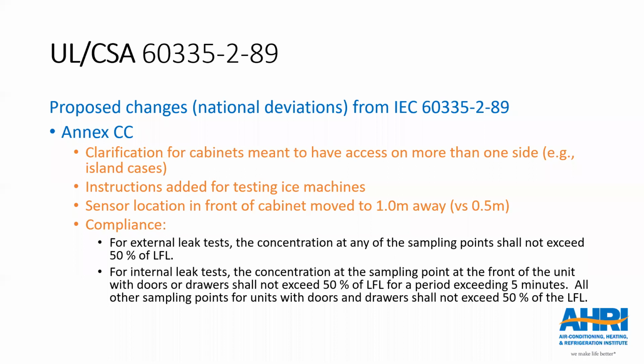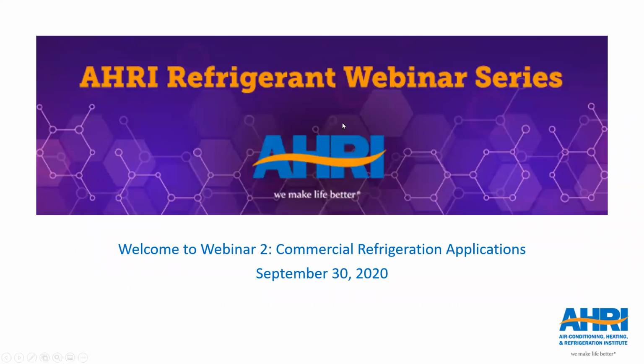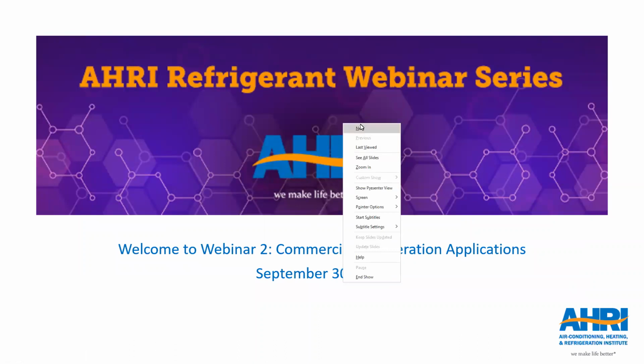For external leaks, the concentration at any of the sensor locations cannot exceed 50% of the lower flammability limit at any time. And for internal leaks, once that door or drawer is opened, only the sampling point 1 meter in front of the appliance can have a concentration over 50% of LFL for up to 5 minutes. All the other sensor locations cannot exceed 50% of LFL at any point.